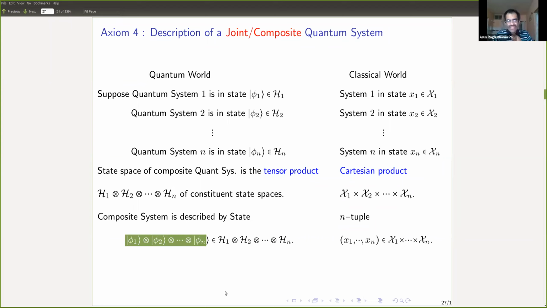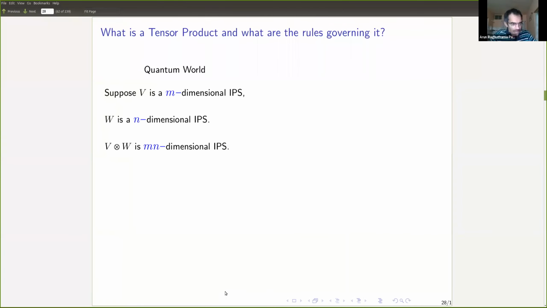So what is a tensor product? What are the rules that govern it? So I'll kind of just go through that. If V is an m-dimensional inner product space, W is an n-dimensional inner product space, then V tensor W is an mn-dimensional inner product space. Okay, so I'll give you some examples, but I'm just kind of getting you a feel for what's going on.